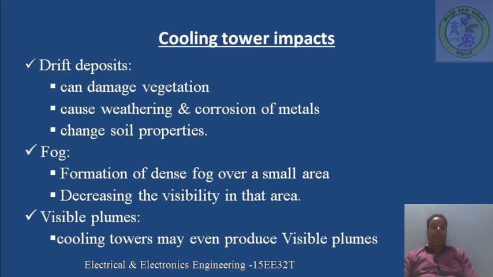Fog will form over a small area, meaning at the ground level. At the ground level you can see the fog due to the cooling tower emission. That is the first impact. Another cooling tower emission impact is fog, the formation of dense fog over a small area, which also decreases the visibility in that area due to fog formation at ground level.